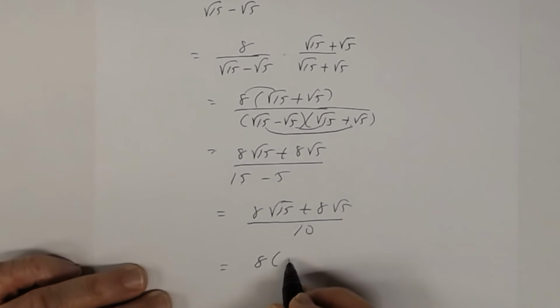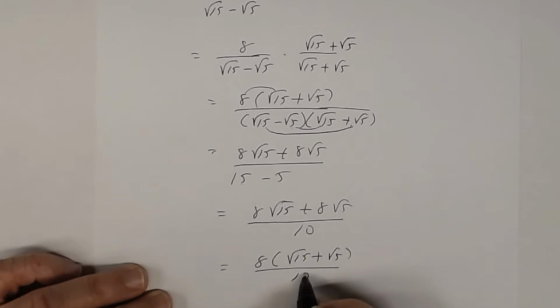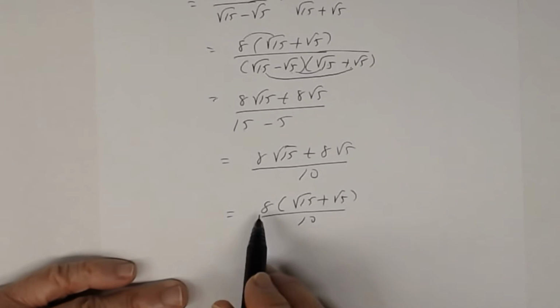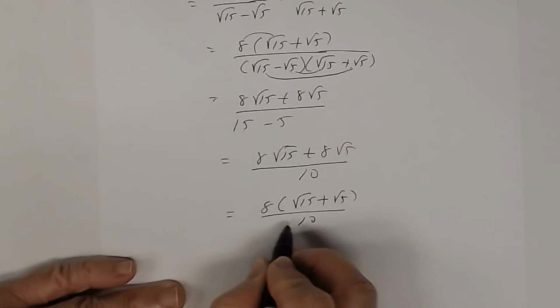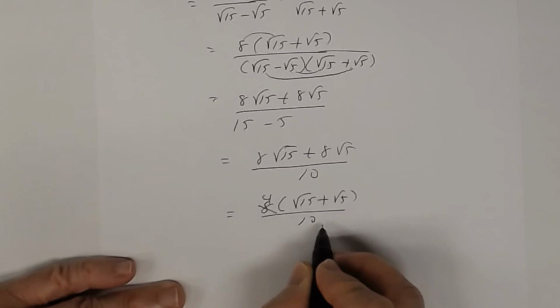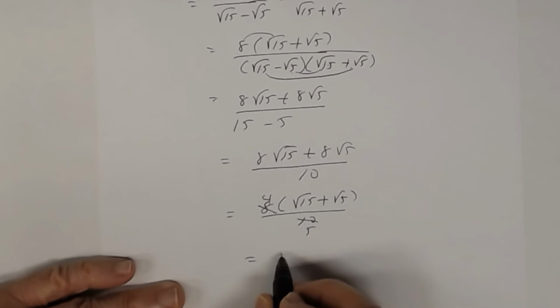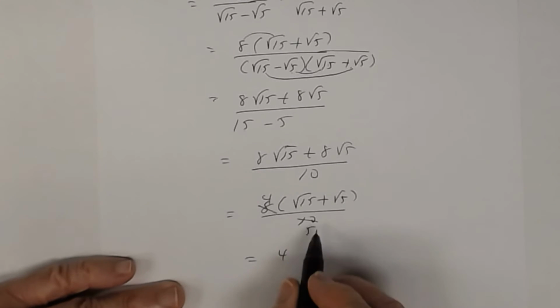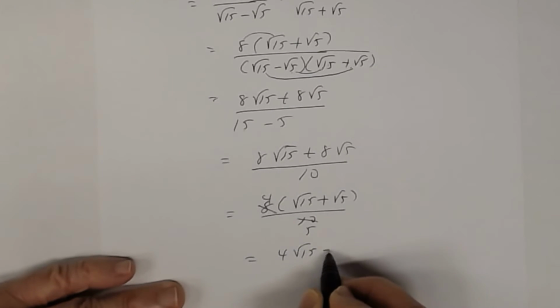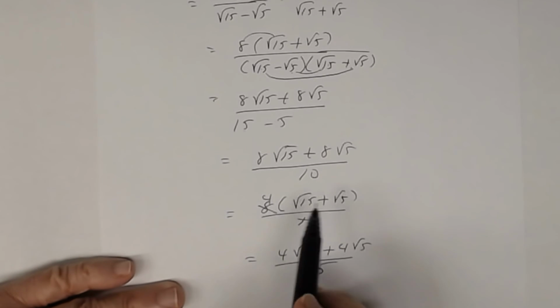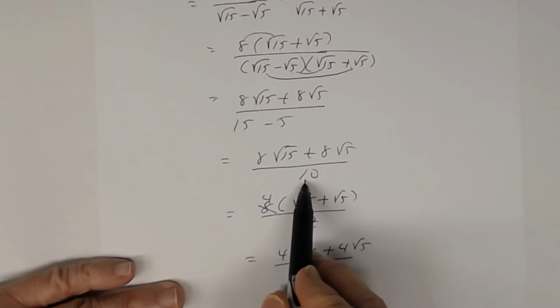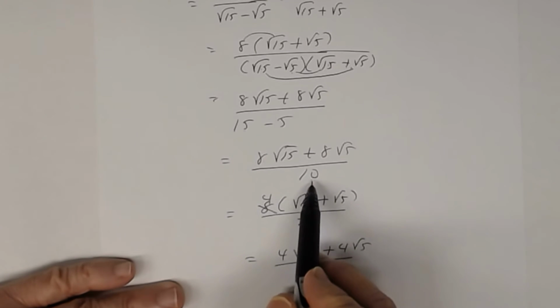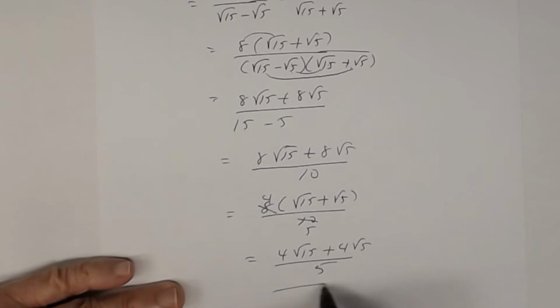So I get 8 times the square root of 15 plus the square root of 5 divided by 10, and then reduce the 8 tenths. So they're both divisible by 2, so that's 4 and that's 5, right? So I get 4, and then now distribute, you get 4 square root of 15 plus 4 square root of 5 divided by 5. And you could have done that here. 8, 8, and 10, they're all divisible by 2, so they'll be 4, 4, and 5. That's what you have here.